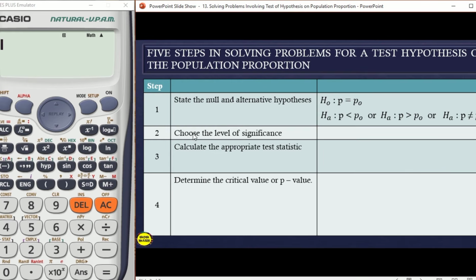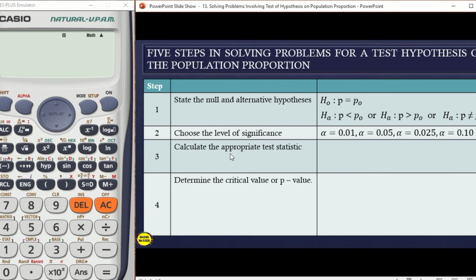Step 2, choose the level of significance. So ano ba yung mga level of significance natin? Ito yung mga common na level of significance. 0.01 or that is 1%, 0.05 that is 5%, 0.025 or that is 2.5%, and 0.10 or 10%. Okay?